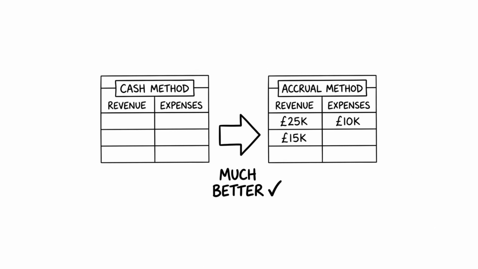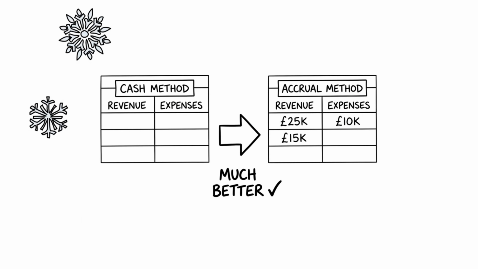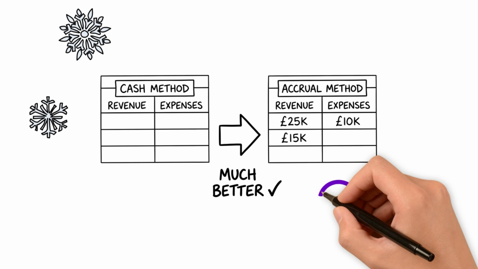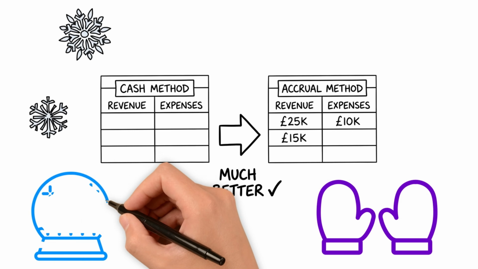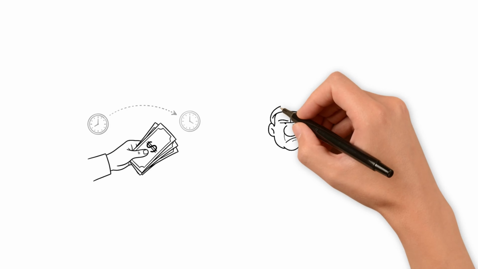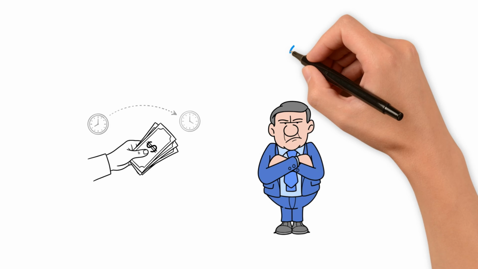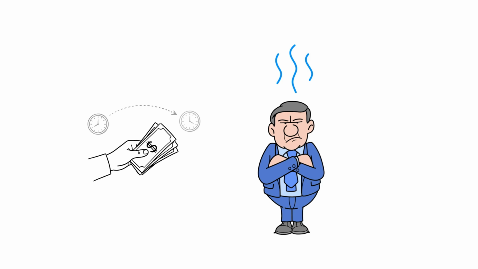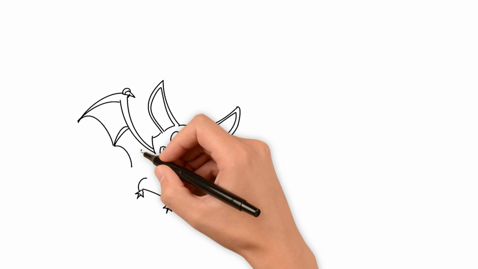This view is infinitely more useful. It shows you were incredibly productive and profitable in December, which helps you make much smarter decisions. You know you have profits you can work with even while you're waiting for the cash to come in and go out. You're no longer flying completely blind.